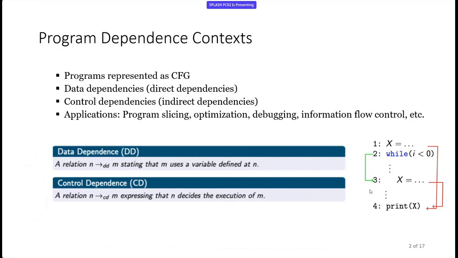For example, in this program, statement 4 is data dependent on statements 1 and 3 because 4 is using the program variable x defined at statements 1 and 3. Another form of dependency is called control dependency, which captures indirect dependencies. One statement is control dependent on another statement if the second statement decides whether the first can be executed or not. So statement 2 here controls the execution of 3, so 3 is control dependent on statement 2.